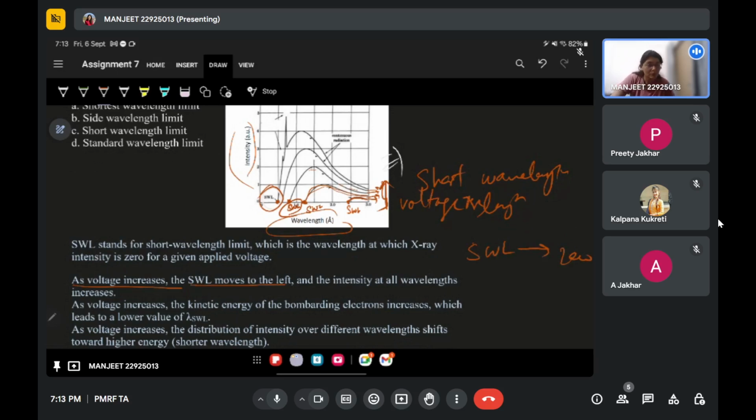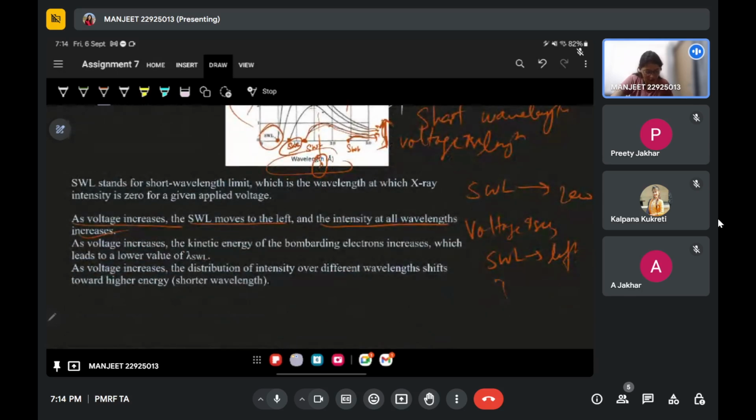If I look at a particular wavelength, as the voltage increases, the intensity is increasing for all the wavelengths. So as my voltage increases, your SWL will move to the left, and the intensity will increase.